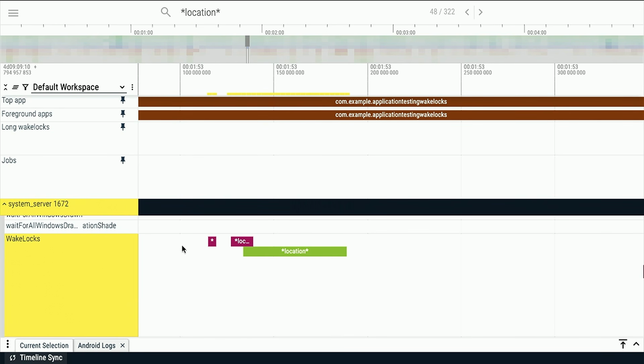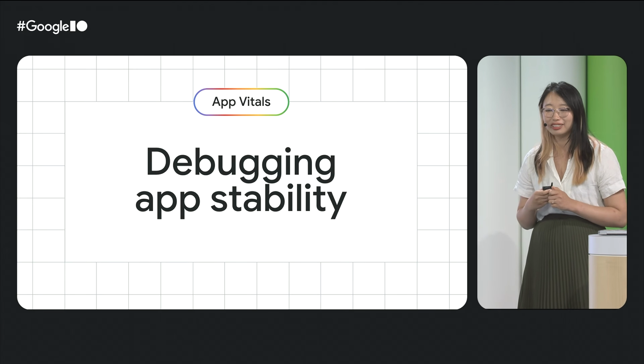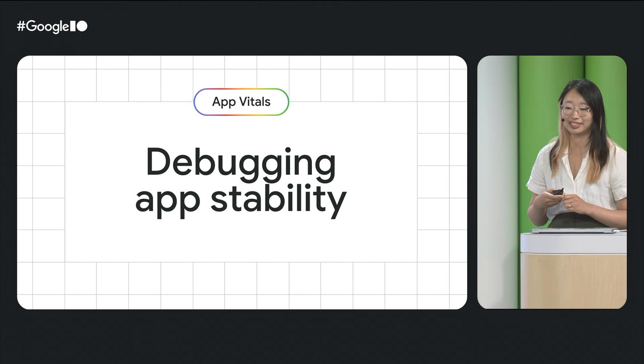Right. And we're going to go back now to the presentation. So that was how to debug wake locks. I want to leave with one final thing. What about debugging app stability issues such as ANRs?